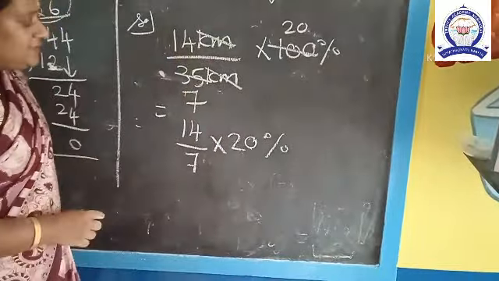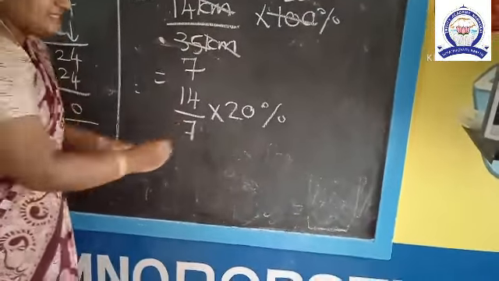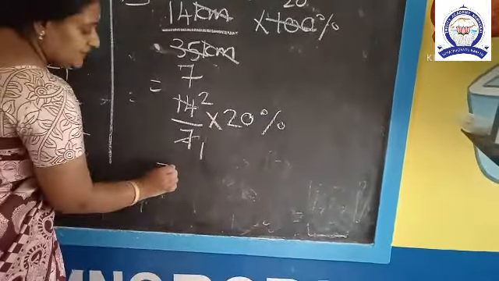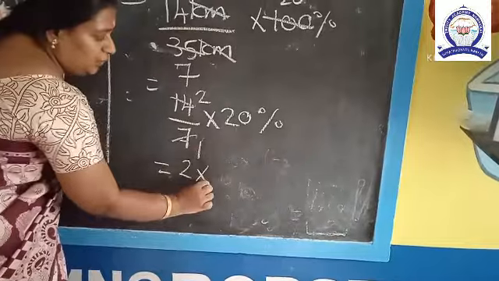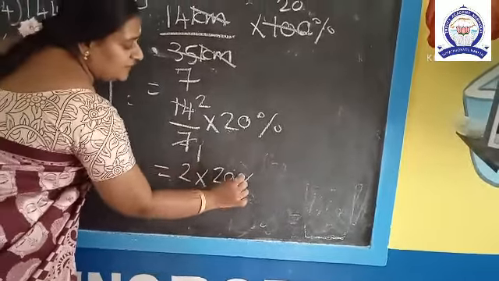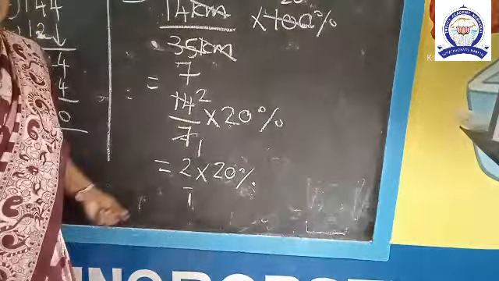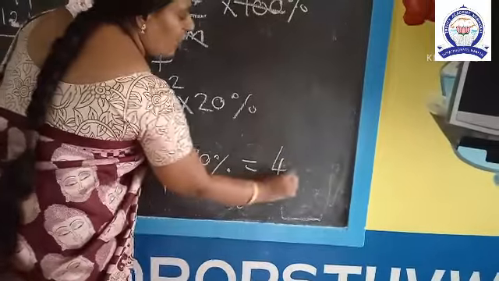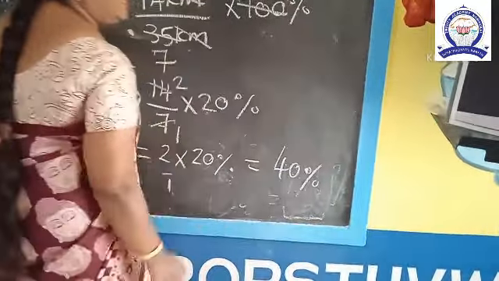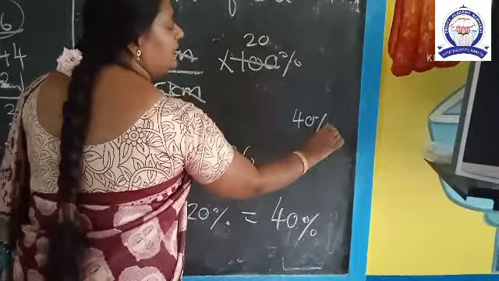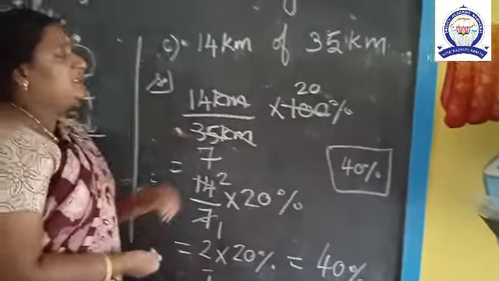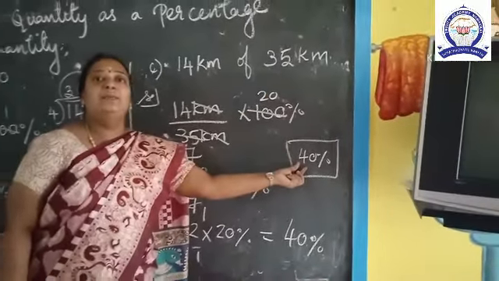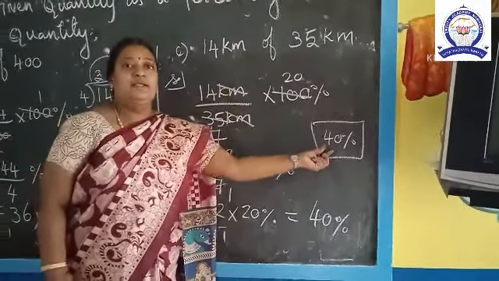Now listen. So in numerator 14, denominator 7. So 7 table. 1 sevens are 7. 2 sevens are 14. That is equal to 2 into 20 percentage. Denominator 1 is 1 எழுத தேவையில்ல. Okay. Now we multiply 2 into 20 percentage. That is equal to 40 percentage is the answer. So what percentage of 14 kilometer of 35 kilometer? That is 40 percentage is your answer. Thank you children.